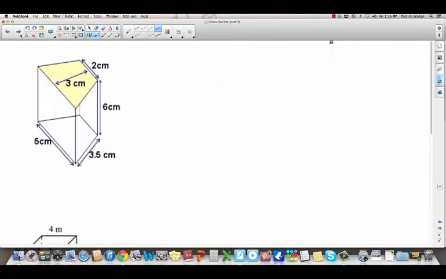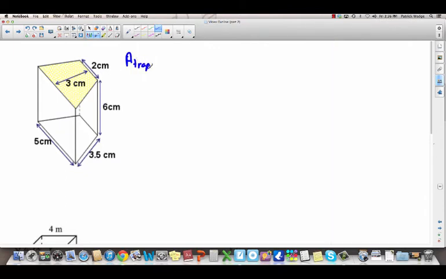Over the page we go to our trapezoidal prism. We need to get the surface area of this. How many faces does this have? Quite a few. It has the trapezoids, 1, 2, and then it has 1, 2, 3, 4 rectangles. So there's 6 faces here. Let's get the trapezoids first.